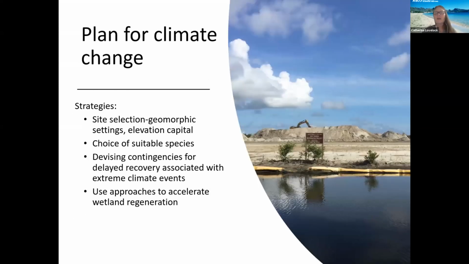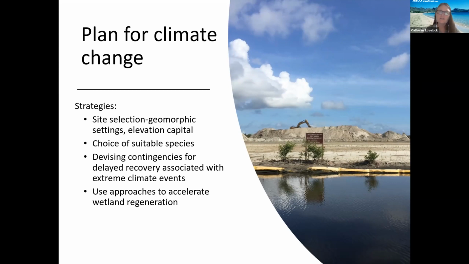I suppose we really need to improve our planning for climate change for these projects. There are a number of strategies, and I think the first one is selecting your sites, the geomorphic setting, and thinking about how much elevation capital, so basically how high you are in the intertidal zone for projects, is really important, and could give immense confidence to people who are trying to develop these projects. Choices of suitable species are important.